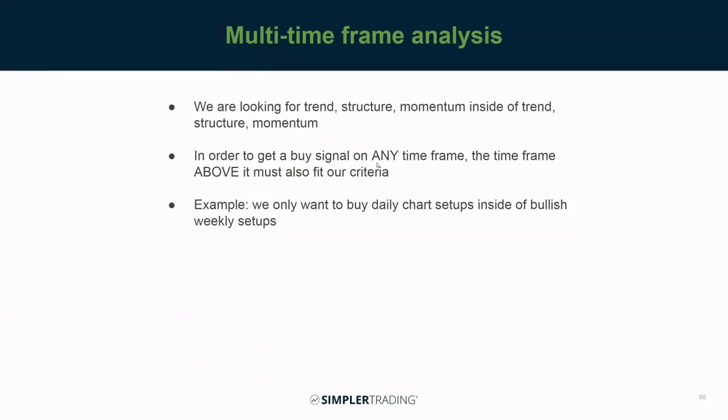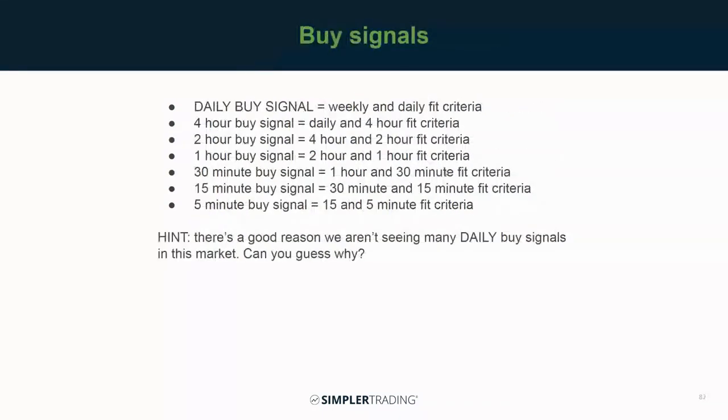But here's what we're really looking for. With the indicator, there's built-in multi-time frame analysis. What we're really trying to find is trend, structure, momentum inside of trend, structure, momentum. So in order to get a buy signal on any time frame, the time frame above it has got to fit some of our criteria as well. In other words, if your 2-hour chart looks good, but the 4-hour chart is a disaster, I don't want a 2-hour buy signal. We only want to buy a daily chart inside of a bullish weekly trend. Does that make sense, guys?